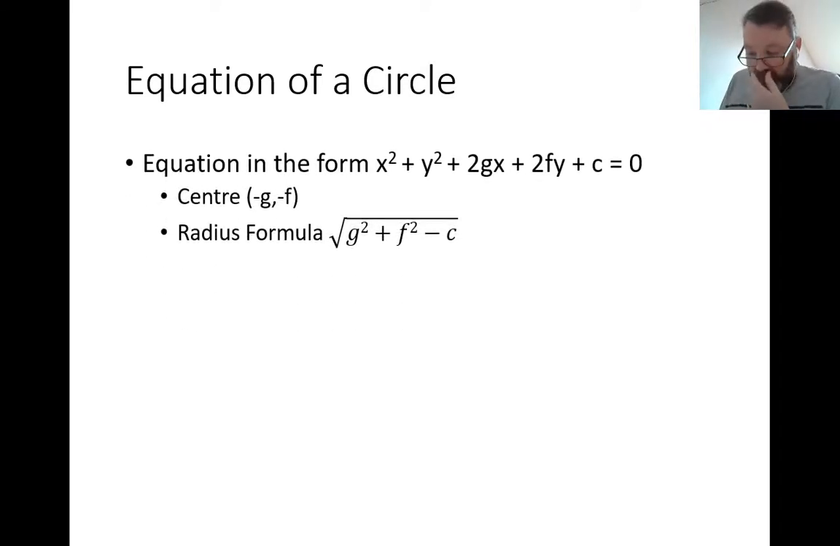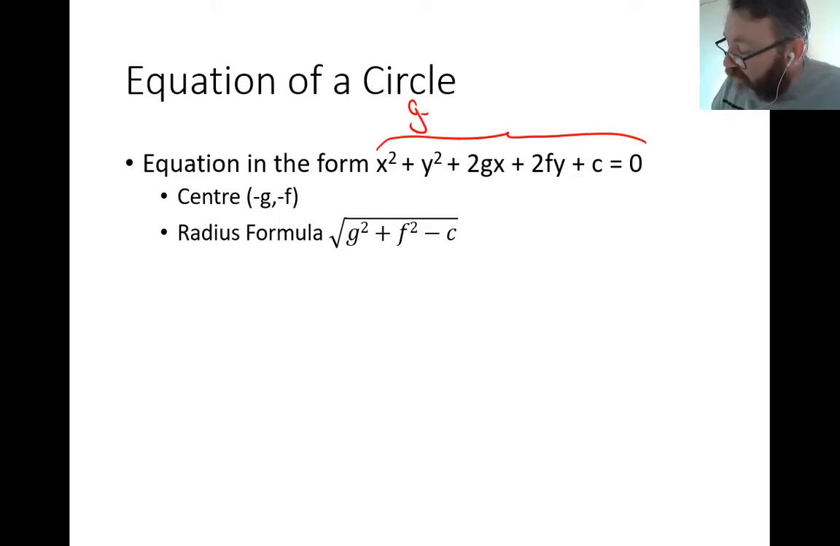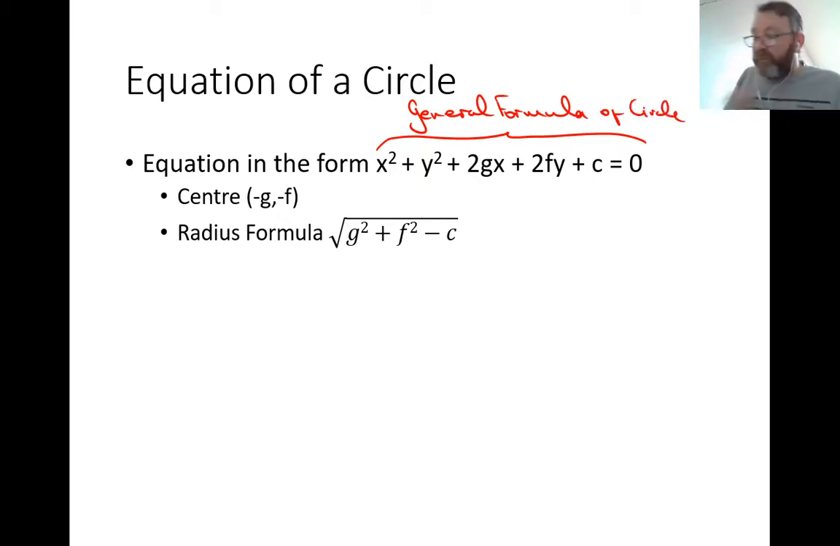The final equation we're dealing with is the expanded form of the equation. Now this thing here actually has a name. This is called the general formula of a circle. Okay, that's the general formula for a circle. And what that means is that every circle, doesn't matter if its centre is (0, 0) or (h, k), every circle can be written in this form. So that's the expanded version of all circles.